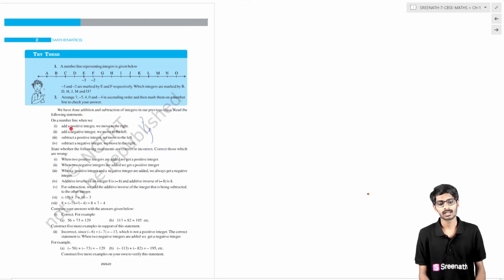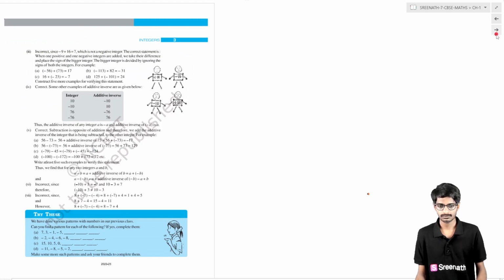Basically, if you add a positive integer on a number line, then it will move to the right. If you add a negative integer on a number line, then it will move to the left. If you subtract a positive integer on a number line, it will move to the left. If you subtract a negative integer, it will move to the right.